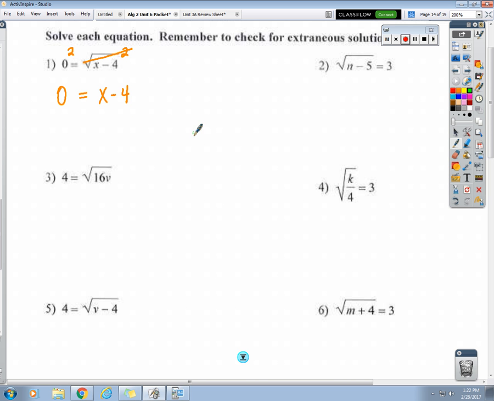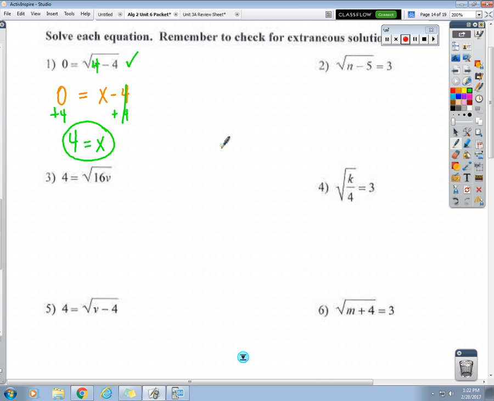What do we do? Add 4 on both sides. And so 4 equals x, or x equals 4, however you want to say it. We always have to check it. So if I plug in a 4 right here, what is 4 minus 4? 0. What's the square root of 0? 0, so it works. So that's your solution.